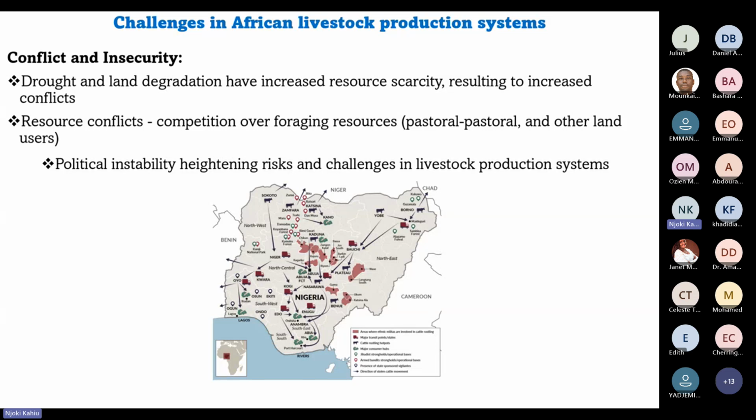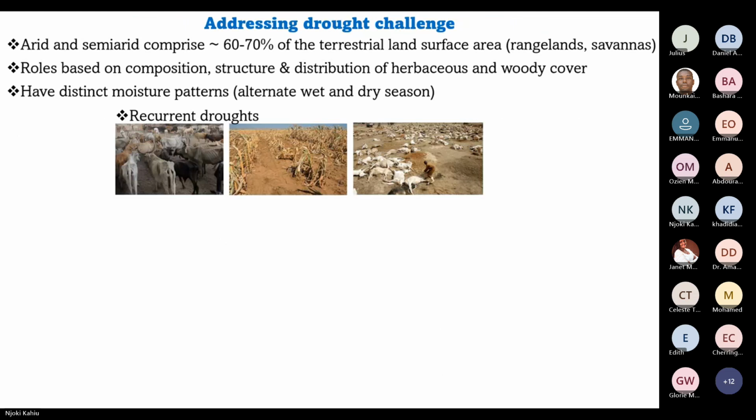I borrowed this figure from the web, and you can see areas where ethnic militias are involved in cattle rustling in Nigeria. It's a big problem within our different ecosystems, and so it's a big challenge for all of us. How do we address this challenge of drought, particularly the challenge of drought, because we have access to Earth observation products that can enable us to do this? As I said, it's an opportunity.